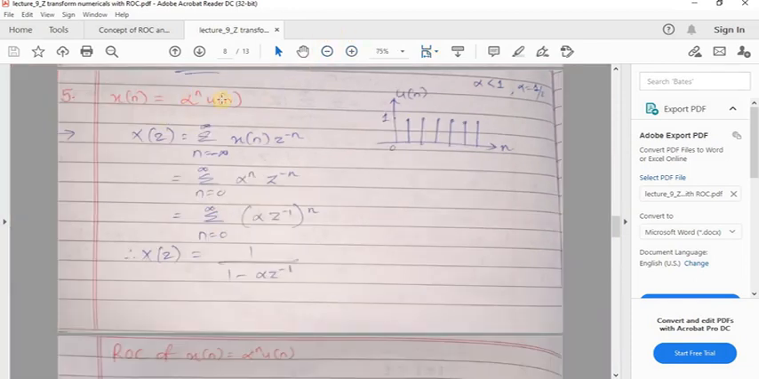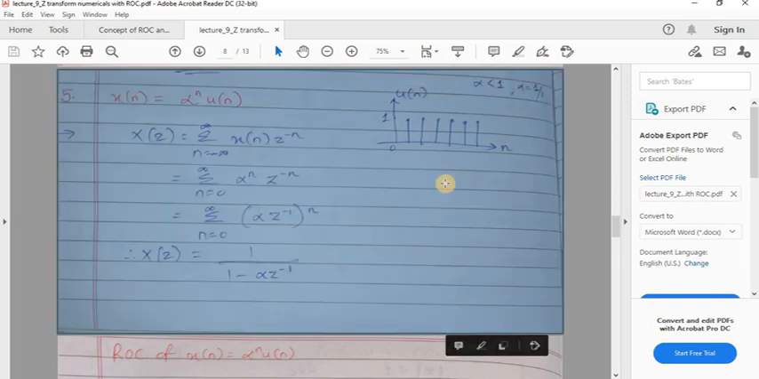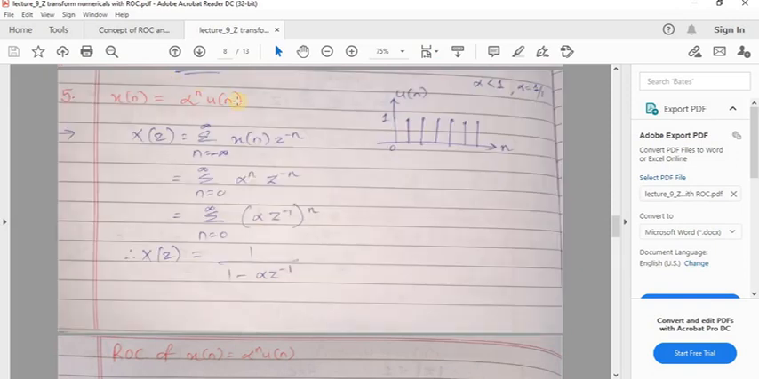This is positive, this is also positive, so it's basically a right-handed sequence. This u of n is a right-handed sequence, so a may be exponentially growing or decaying, depending upon the value of a. If it is less than 1, it is decaying or converging. If it is greater than 1, it is non-converging, going to infinity. So we have already seen the solution.